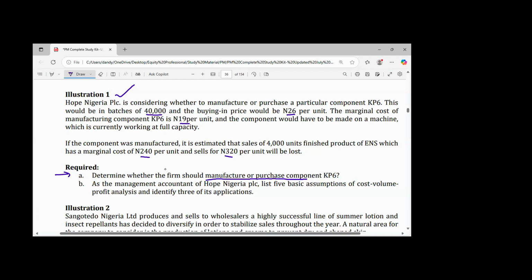So just multiply 4,000 by the contribution loss of 80 naira per unit. So whatever you have, that's that. This is very straightforward. So all I need to do now is to determine savings or deficit from making component KP6. Let me stop sharing this and move to the working note.